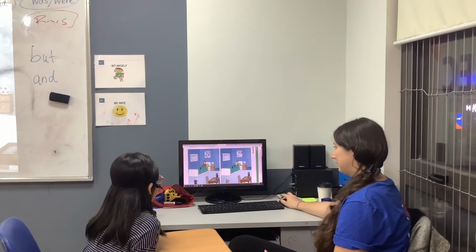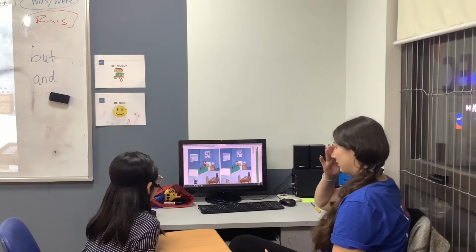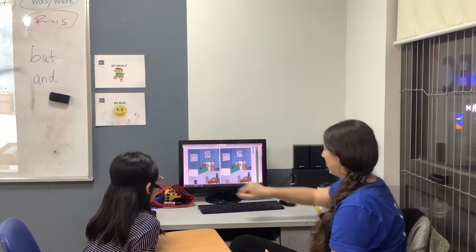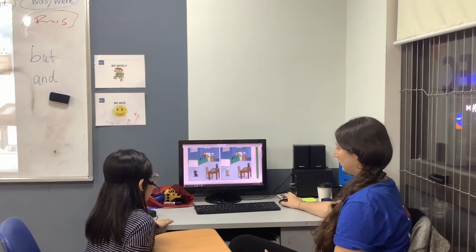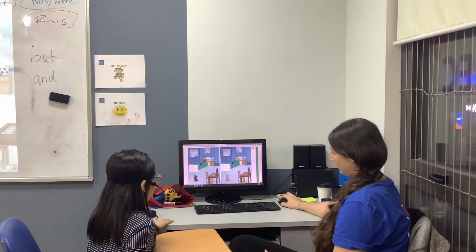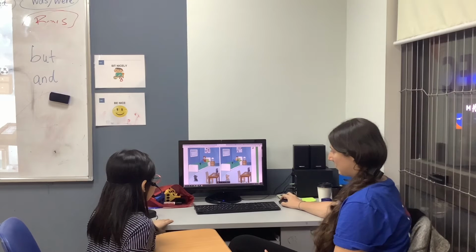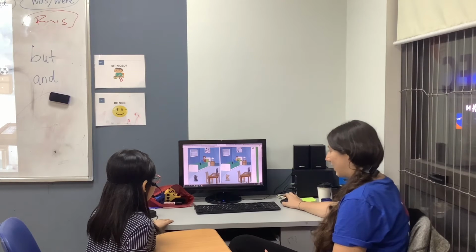Is the car black? In picture one, the car is black. In picture two, the car is brown. Good. We can connect them by saying, but, right?